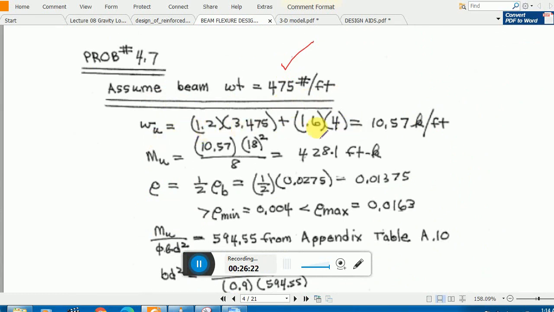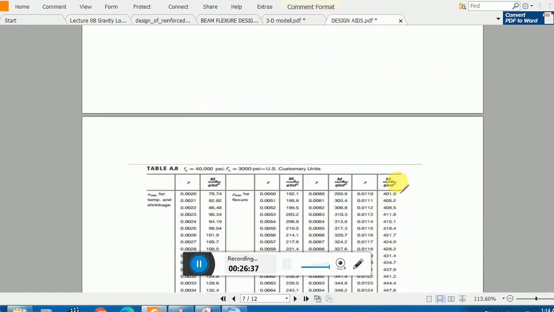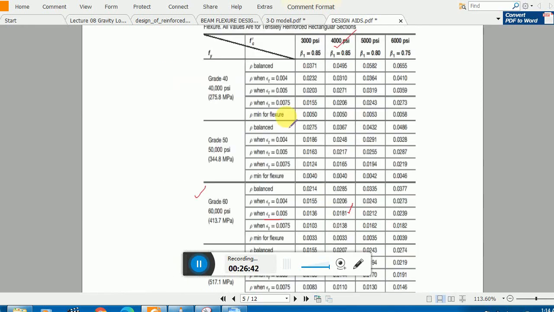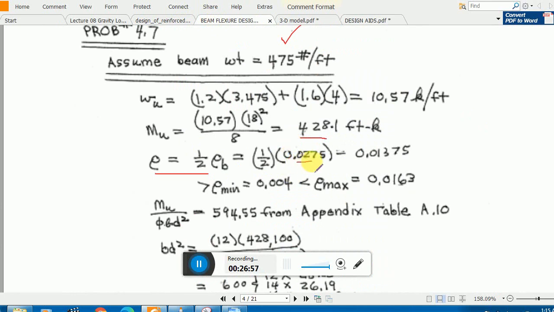WU again they calculated the same loading because they include that load in dead load, and MU is calculated, that is 4,000, and rho is basically 50 percent of rho B. And from where does this rho B come out? From this table. So for 50,000 psi steel, here rho B is 0. Again we have 3,000, so this one will be your rho B. So 50% of this value.